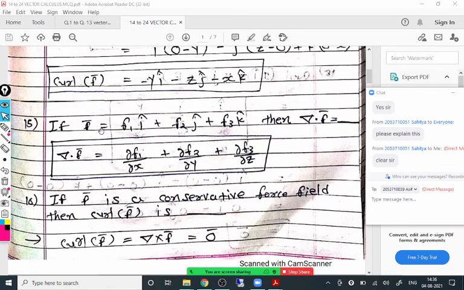Next question, f bar is given, f1, f2, f3, del dot f. We have to calculate del dot f. So this formula you have to write down, divergence of f bar. Don't write i, j, k there. That's correct. This is just the formula for divergence of f bar.